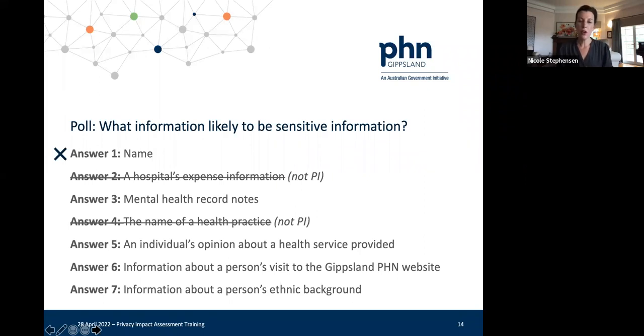A name is not considered sensitive information in terms of the definition of personal information. However, those mental health record notes certainly are. An individual's opinion about a health service provided certainly could be, depending on the nature of the health service or that particular interaction. Information about a person's visit to the website is not sensitive information. However, information about a person's ethnicity most certainly is.